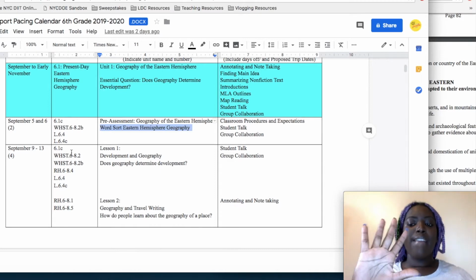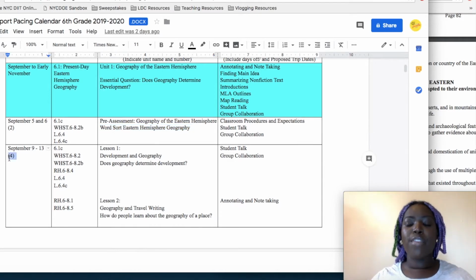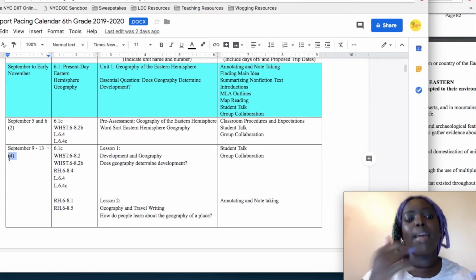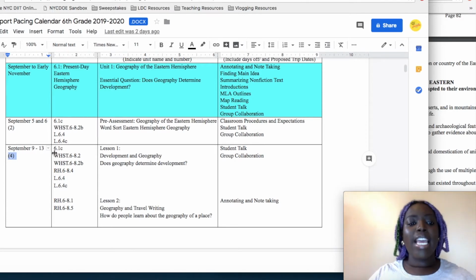Again, it's 5 days, but I'm only seeing my kids 4 days, and that is why I have this 4. If you're seeing your children 5 days, you can change that to 5 days. If you're only seeing them 2 or 3 times, you can also change that. In here, we have the standards.